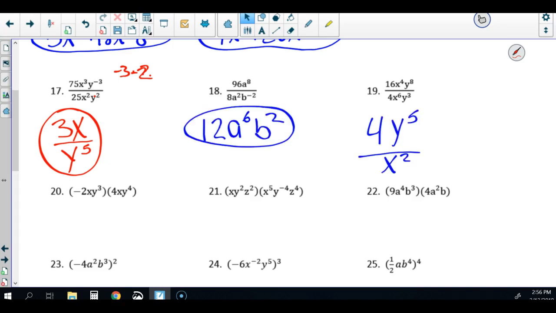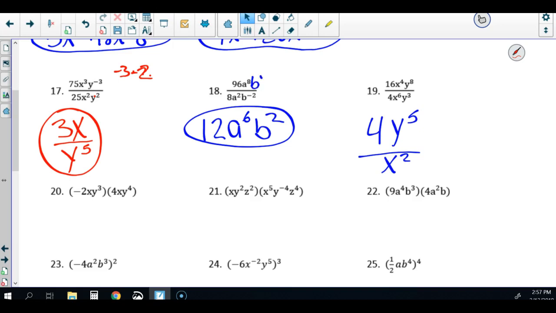Here's 18 and 19. I do want to point out one thing on number 18. There's no b's up top, and on the bottom you have b to the negative 2 power. Normally I tell you when you have a negative exponent, move it to the bottom, make it positive. Well, here it's already at the bottom and negative. We need to move it to the top and make it positive. So that's why b squared is in the numerator in our answer.